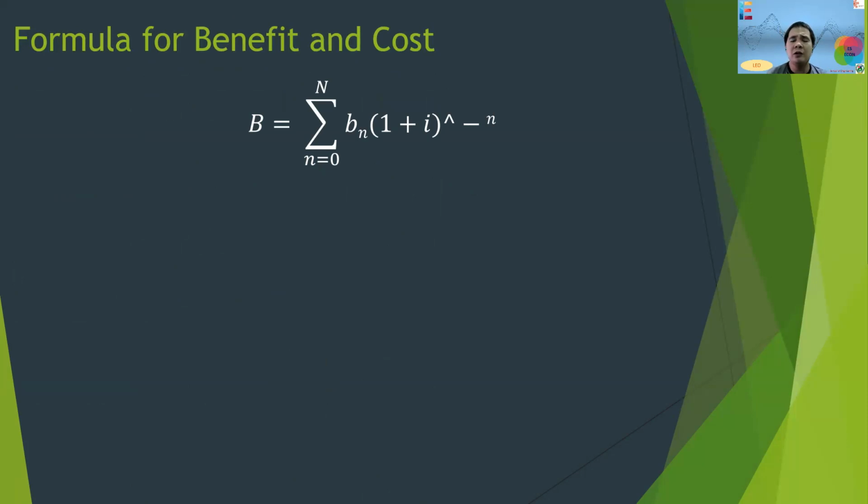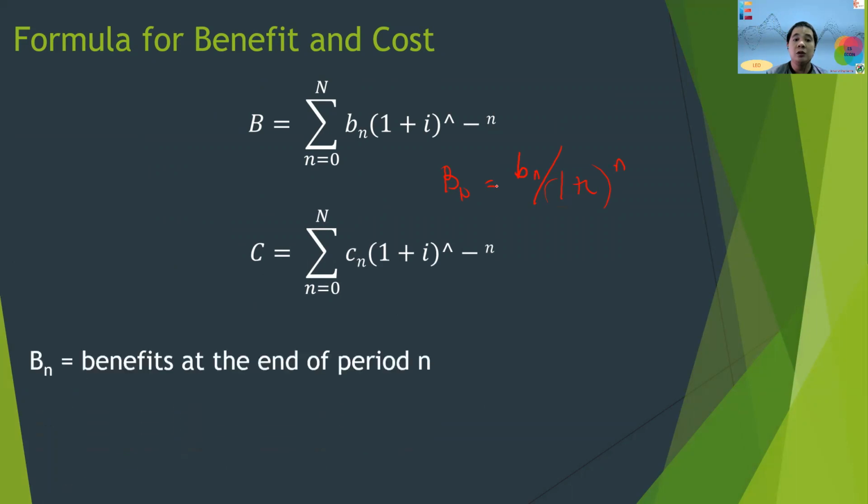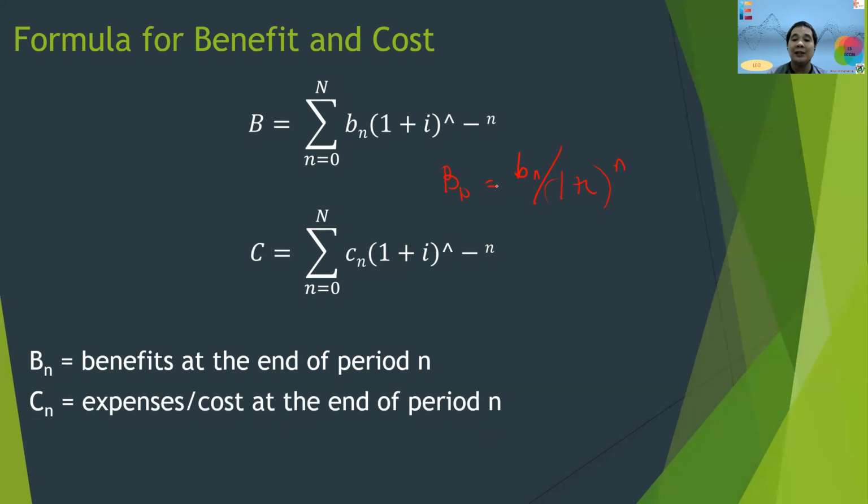Why is it negative n? Because basically, when it comes to getting your benefit, it is getting the present value of all the benefits. Therefore, this is just Bn divided by (1 plus i) to the exponent of n. So this is the present value of all of your benefits. Same applies with your cost. So we need to get the present worth of all the benefits and costs. Bn is benefits at the end of period n, and Cn is expenses or cost at the end of period n. N is your project life. i is the interest rate.